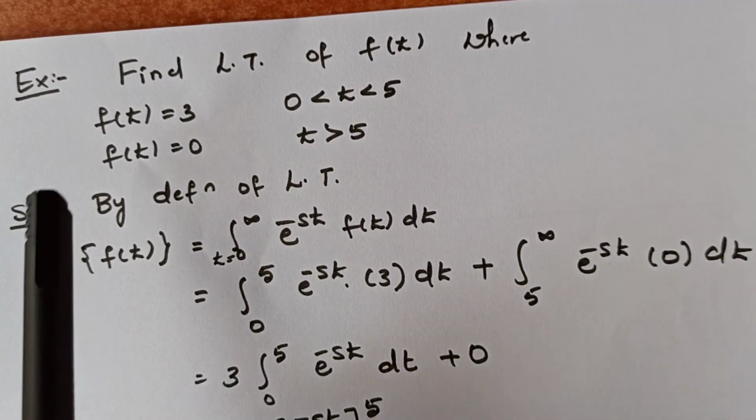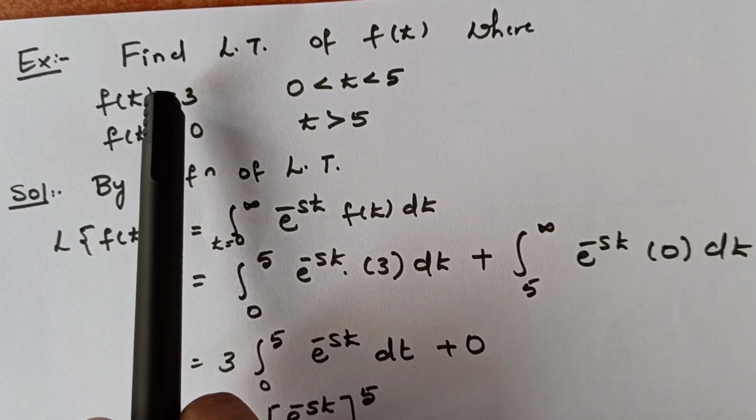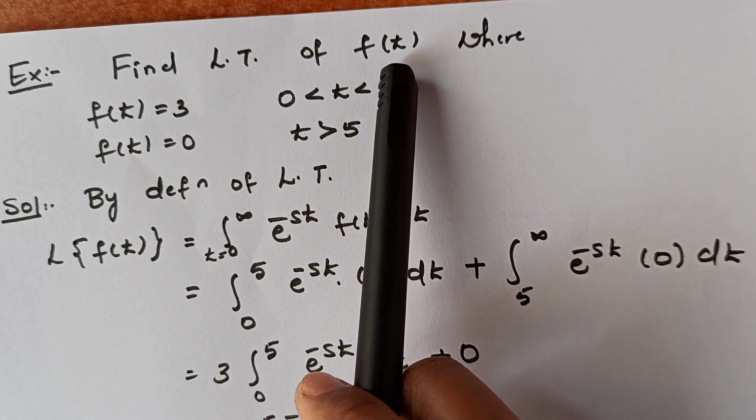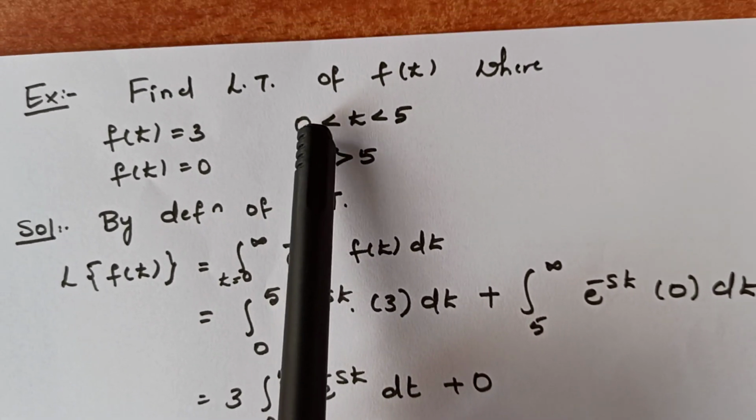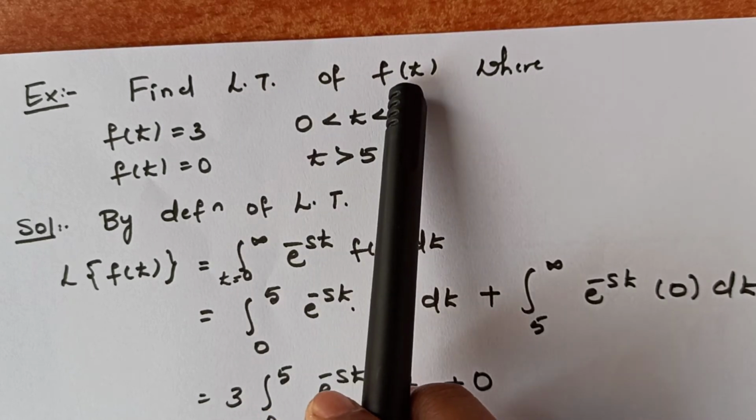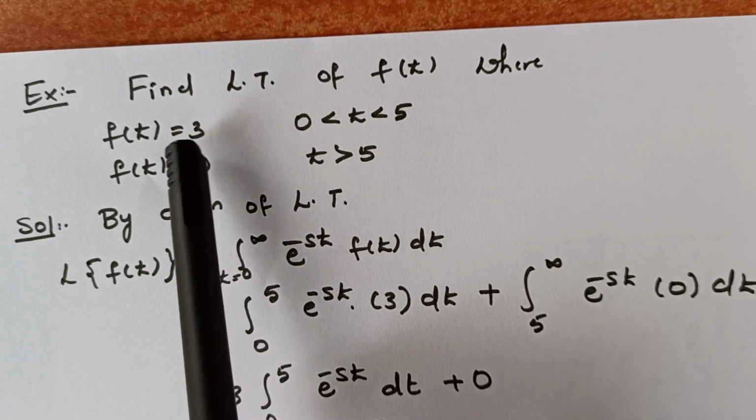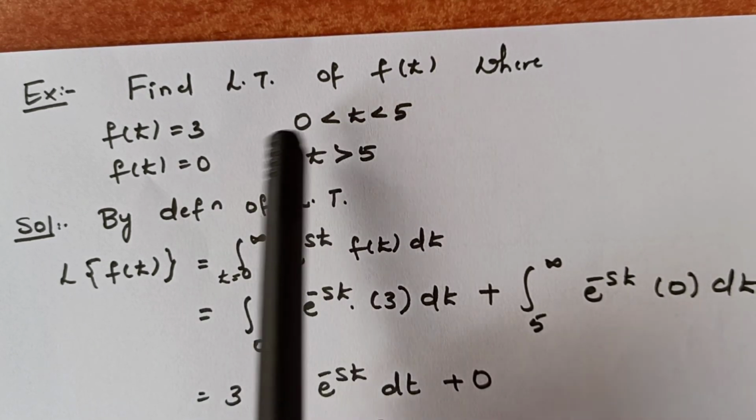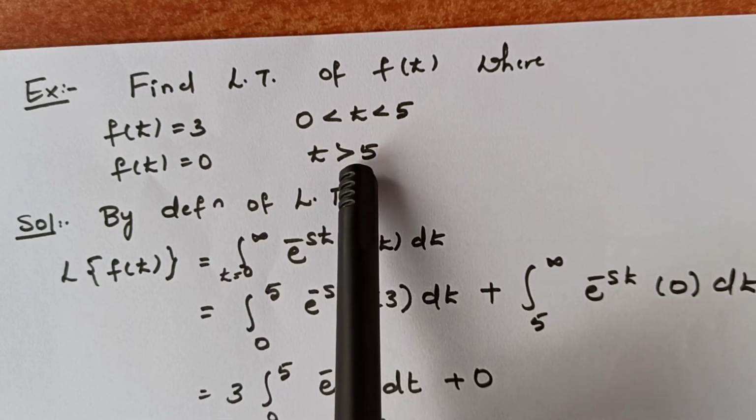I am going to give an example of how to use this definition of a Laplace transform for some function of t, a function which is in the time domain. Your question will be asked like this: find the Laplace transform of f of t, where f of t is equal to 3 and t varies from 0 to 5, and f of t is equal to 0 for t greater than 5.